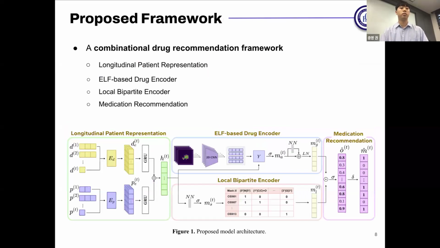Now, let me introduce the architecture of our model, MMM. MMM is a combinatorial drug recommendation framework that integrates longitudinal EHR with ERF-based global molecular representation and local substructure features. MMM consists of four main components. Let me introduce them one by one.